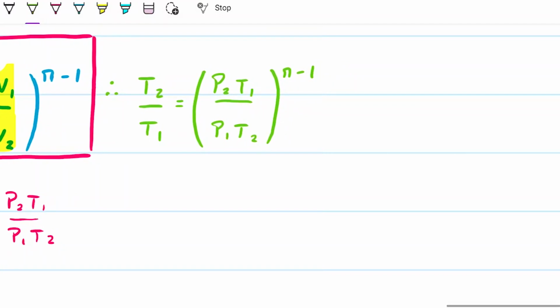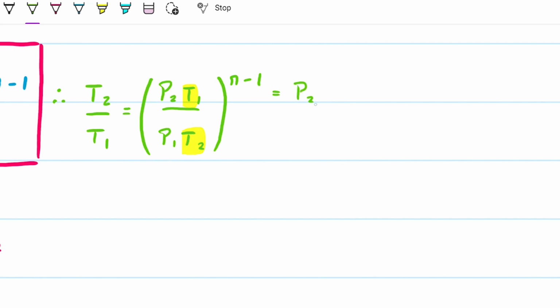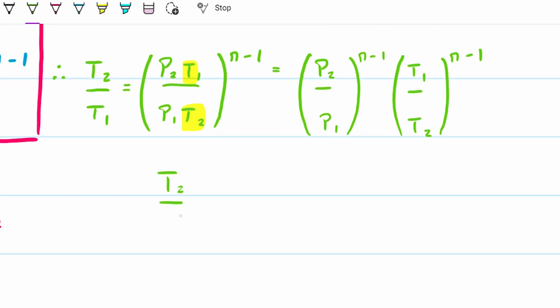So what I need to do now is split this up so that I can send the T's to the other side. This is the same thing as P2, I'm going to just leave the P's together and the T's together. So I'm going to leave P2, P1, n minus 1, and that multiplies T1, T2 to the n minus 1. And now I can divide everything by this. So that's going to tell me that T2 divided by T1, if I divide everything, it's the same thing as if I were to flip this completely, right? So it's the same thing as sending to this side a T2 to the n minus 1, and over here a T1 to the n minus 1.